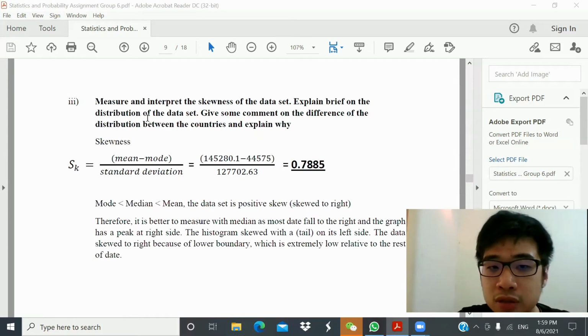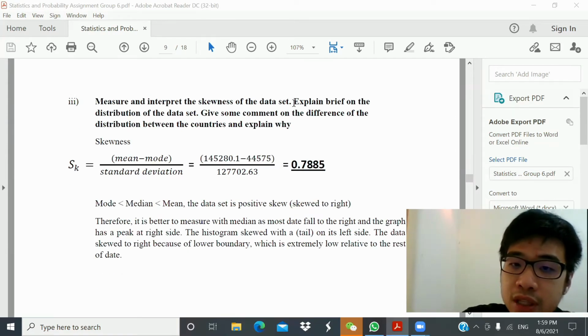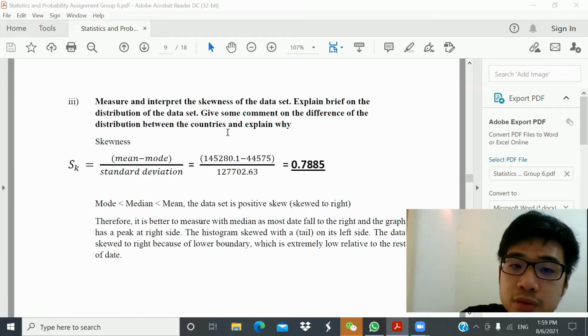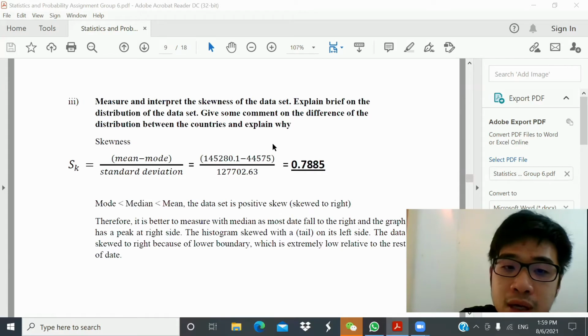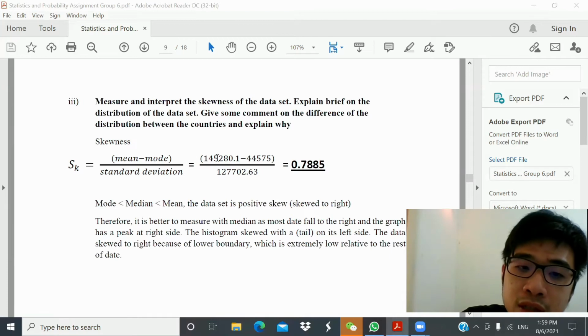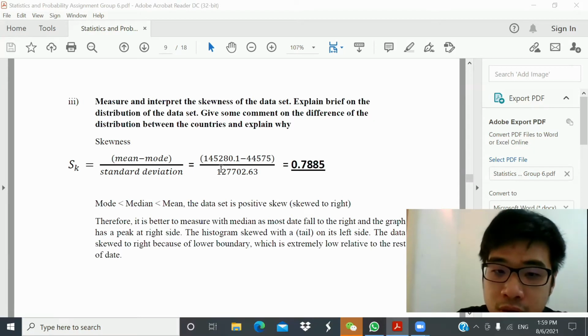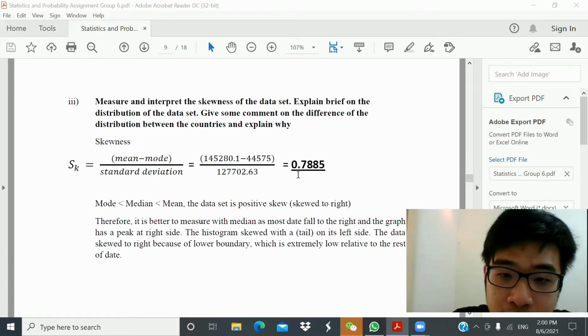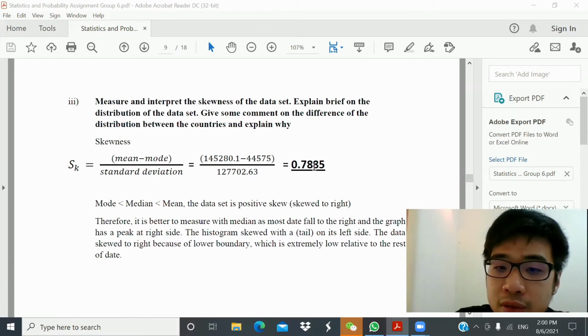In B3, we measure and interpret the skewness of the data set, explain briefly the distribution of the data set, and comment on the difference of the distribution between the countries and explain why. To measure the skewness, we use the formula skewness equals mean minus mode divided by standard deviation, where the values of mean, mode, and standard deviation are calculated from above. We substitute the values into the formula and we find the number is 0.7885.